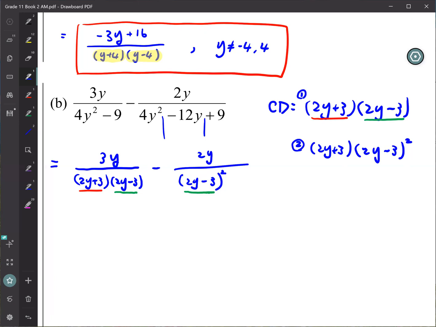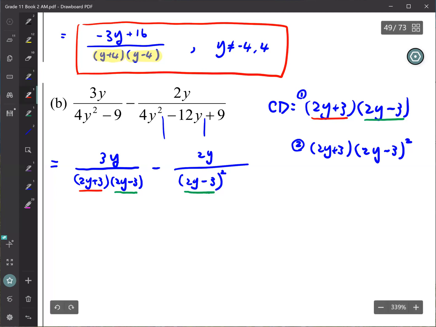In the first choice, I can see the denominator for the first fraction, right? I see the red and green. Now the second fraction needs a square, right? That means you need 2 greens. But in the first choice, you only have 1 green. So that won't be enough to include, right? Does that make sense? So that means we need to have another 2y minus 3.